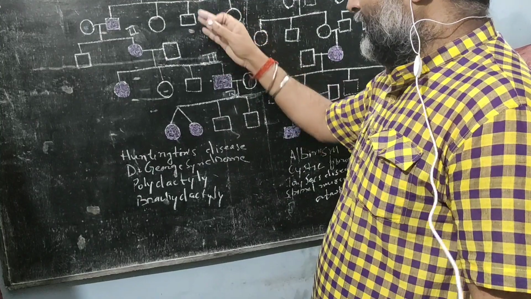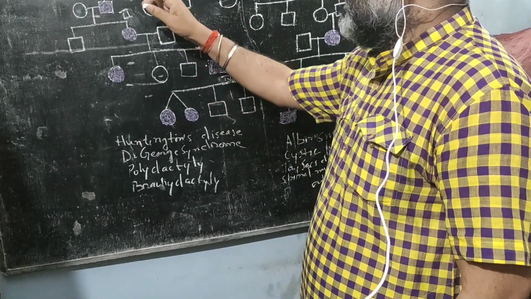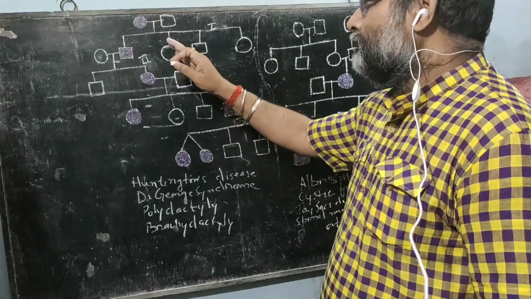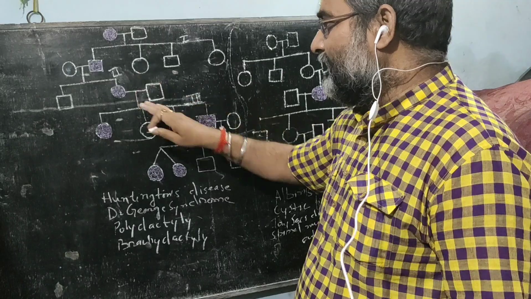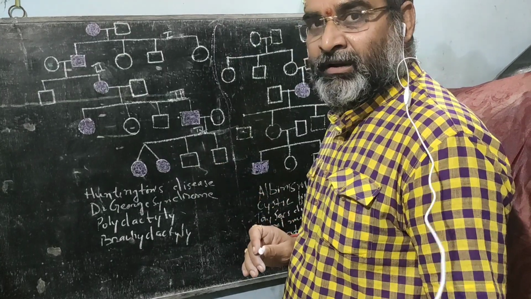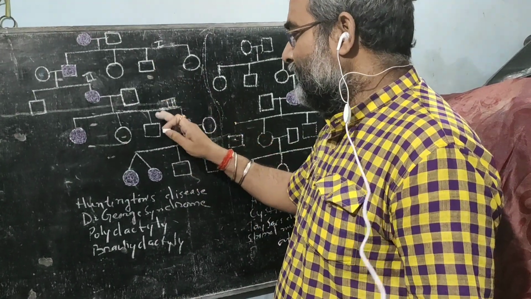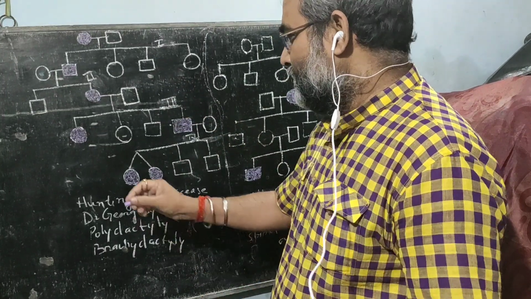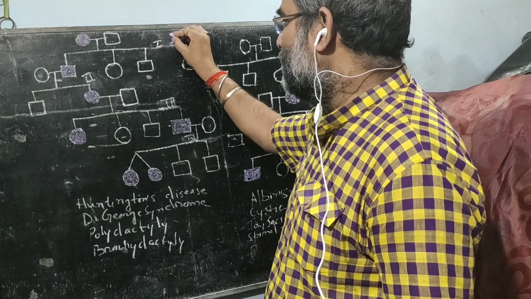Now when we analyze the pedigree chart, we clearly observe that the trait appears in each generation, in the first generation, in the second generation, in the third generation, and in the fourth generation. It clearly represents that the trait is dominant. So the first finding is that the trait is dominant.